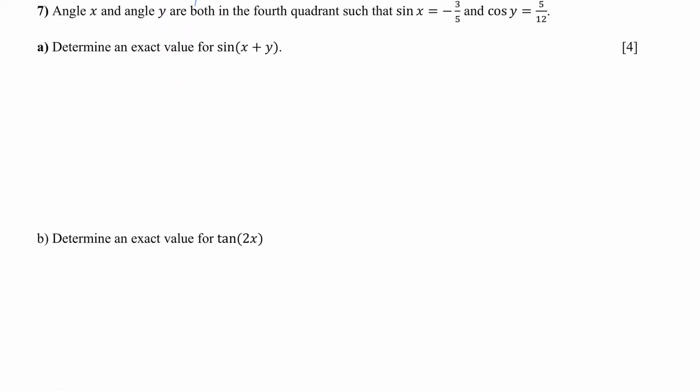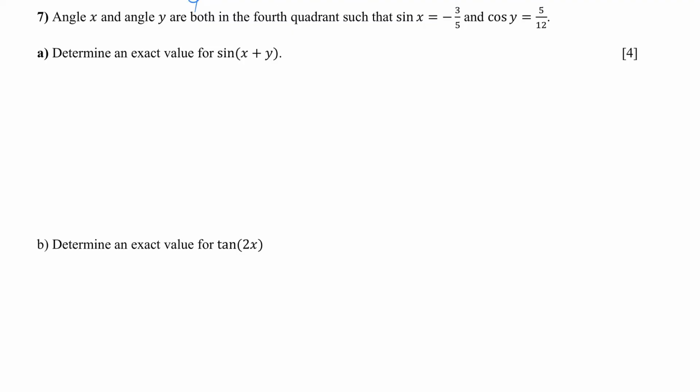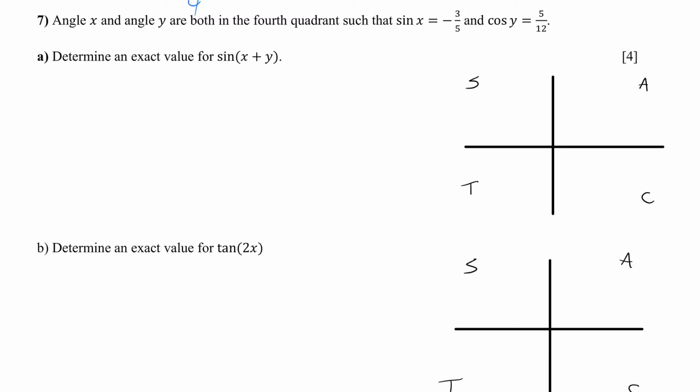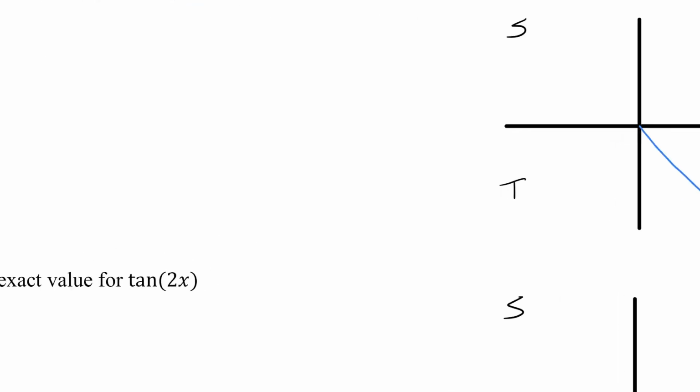Number 7, angle x and y are both in the fourth quadrant, such that sine x is negative 3 over 5 and cos y is 5 over 12. Let me start by drawing where those angles would fall on a Cartesian grid. And now let me draw angle x, which I know is in quadrant 4.